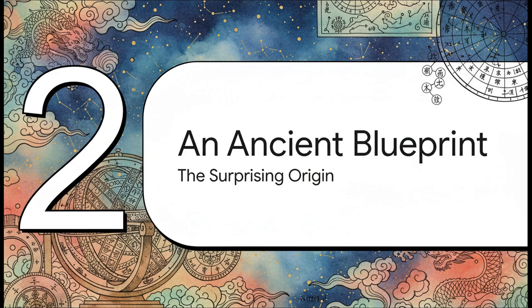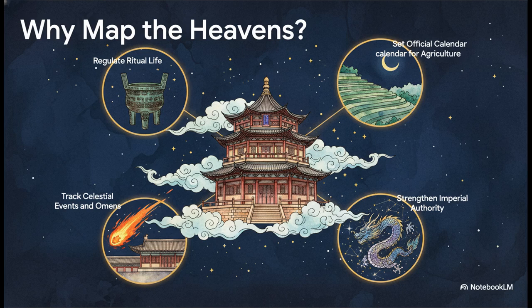Okay, so let's solve our mystery. Where did this revolutionary idea come from? Well, this idea of a stable, timeless map of the sky, it has a really early and powerful origin story in ancient China. Yeah, long before it ever became the standard in the West, Chinese astronomers had already developed and were actively using this exact polar-equatorial system. But why, though? What was driving them?